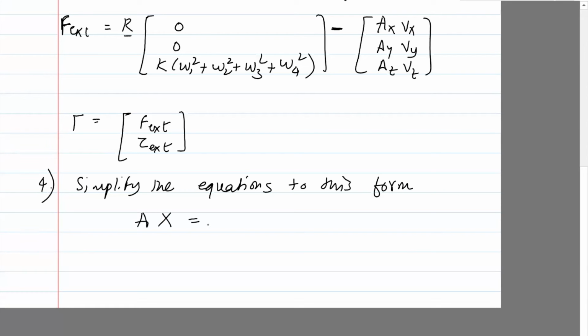A capital X equals B, where A is a 6 by 6 matrix, which is linear in, so A times X equals B. So X here is the acceleration. So X double dot, Y double dot, Z double dot, phi double dot, we need to be careful about the order, theta double dot and psi double dot. And so A is all the terms which are linear in acceleration, and then B is a 6 times 1 vector which has the gravity terms.